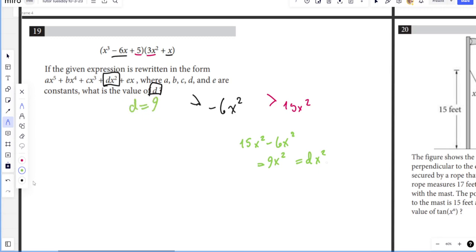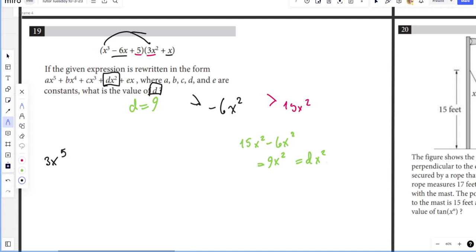But just if you're a little bit paranoid, you want to make sure, you could multiply out the whole thing. You don't have to, of course. I'm going to say that right now, because you're going to get a lot of extra terms that you don't need. But like x cubed times 3x squared is going to give us 3x to the fifth.